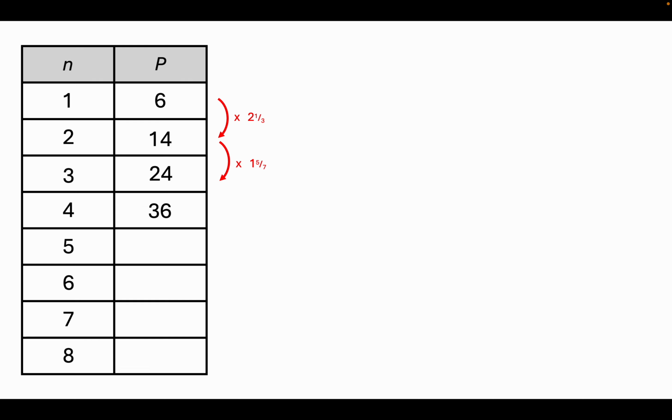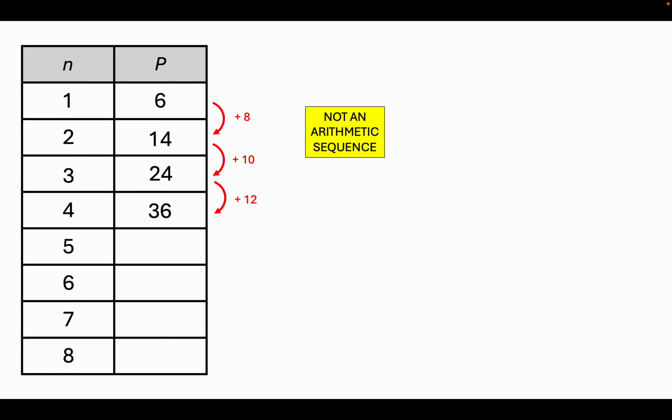Because that's not the same number every time, it's not a geometric sequence. So we can rule out a geometric sequence. Now let's look at what I need to add from one term to get to the next. From 6 to 14 is plus 8. From 14 to 24 is plus 10. And from 24 to 36 is plus 12. So it's clearly not an arithmetic sequence because the number that you add each time isn't the same.